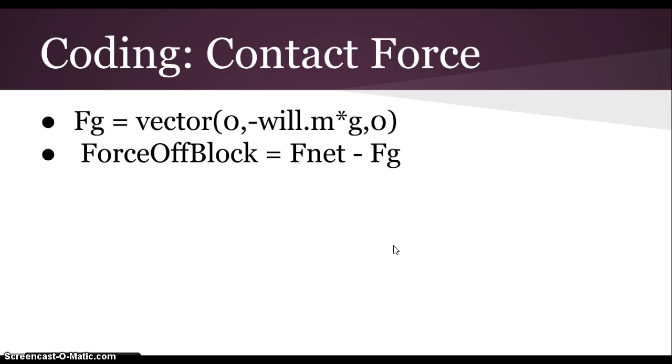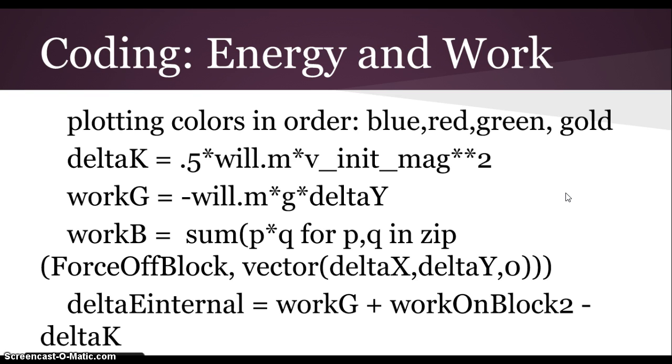And coding the contact force, I just subtracted the force of gravity from the net force, so the dp/dt that I had just calculated. And coding the energies present and the works present, I just used the standard change in kinetic energy formula, and the work from the Earth, standard equation. Work from the block, again, is just the dot product between the contact force and the position vector.